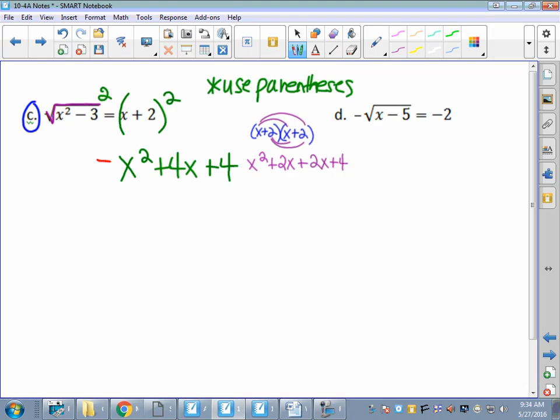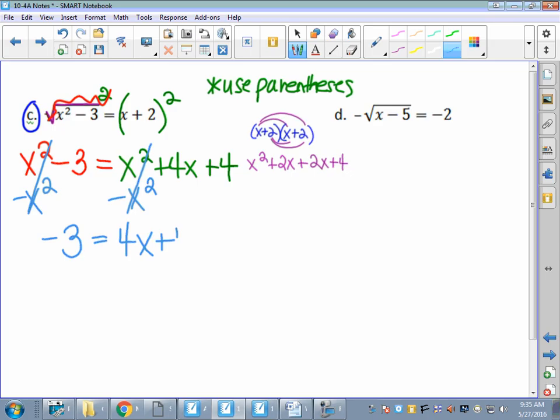The left-hand side of my equation, square rooting and squaring undo each other, so I've got an x squared minus 3. It looks like it could get messy. I've got x squareds, which is my big clue that I've got to get everything to one side equal to 0. So I start by subtracting an x squared. What do you notice? Good news, everybody, when you subtract x squared from both sides, there's no more x squareds left, right? So I've got a negative 3 equals 4x plus 4.